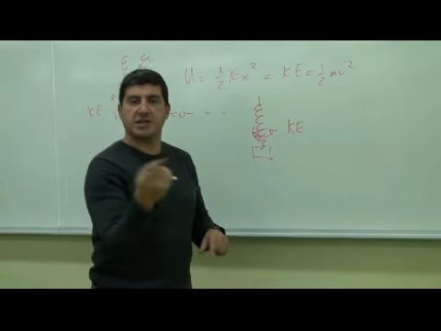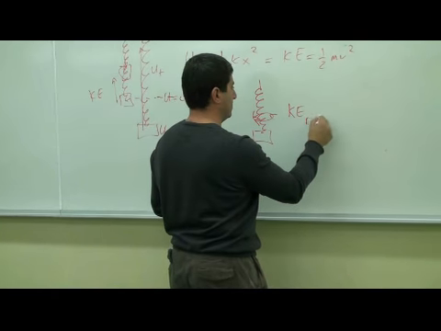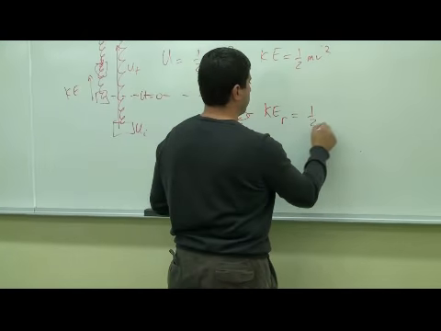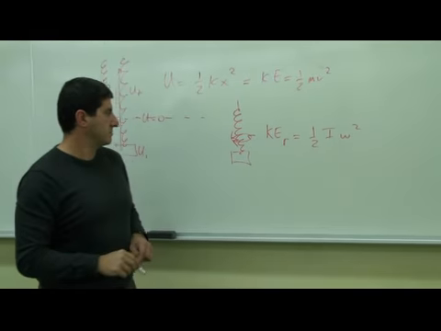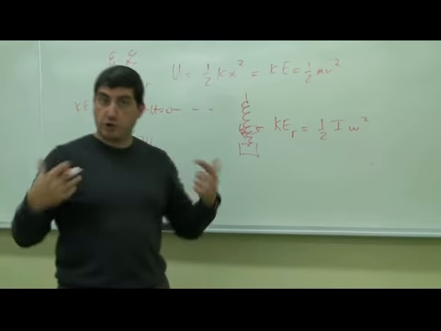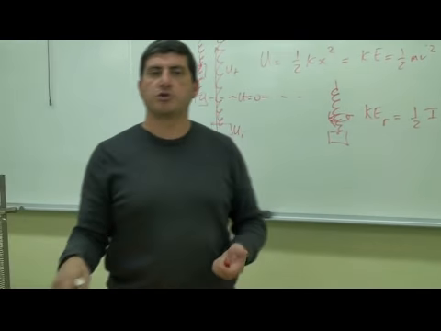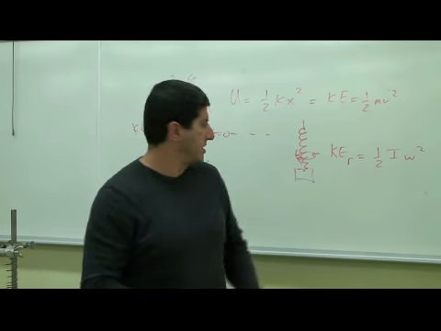But what kind of kinetic energy is it? It's rotational kinetic energy, right? Rotational kinetic energy, what's the equation? Half times moment of inertia times angular velocity squared. Okay? So if we wanted to go more in depth into it, we would calculate the moment of inertia of that. In order to calculate the moment of inertia, we would have to calculate the mass and the radius.